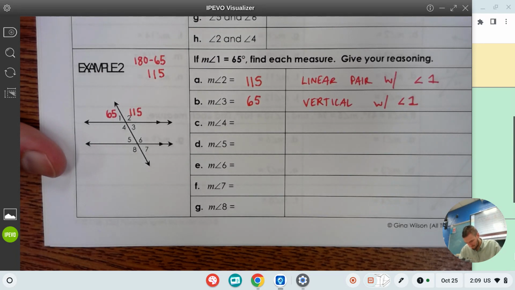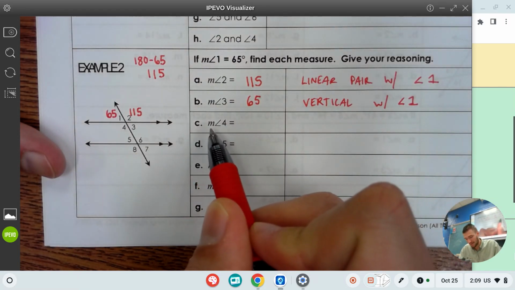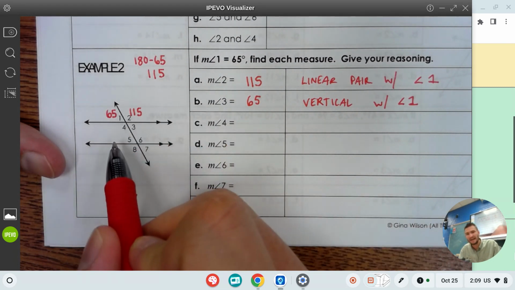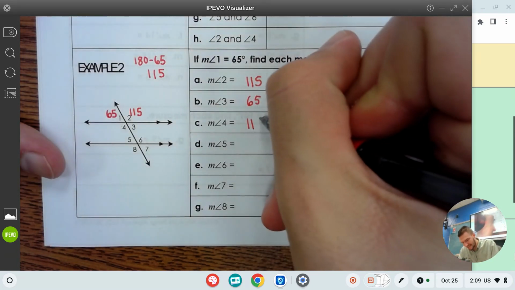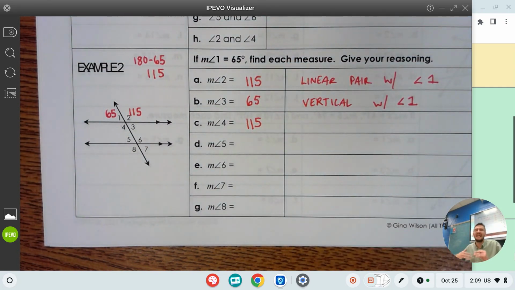Number 4, what do you think, 65 or 115? Hold on, what number? I mean, letter C. So we're doing C, which is talking about angle 4. So first, find angle 4. I found it right here. What did you say it was? It is 115. Now there is literally like 4 or 5 different ways that you could come to this conclusion.